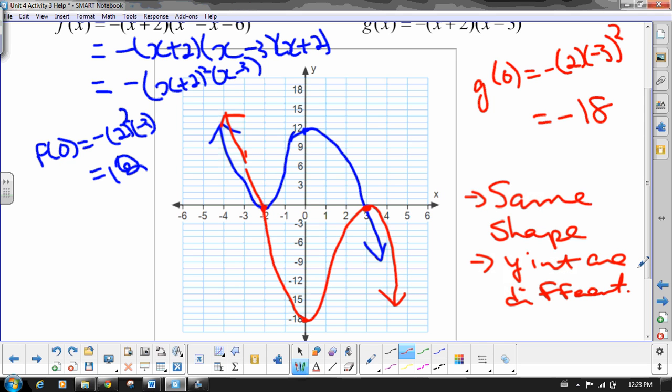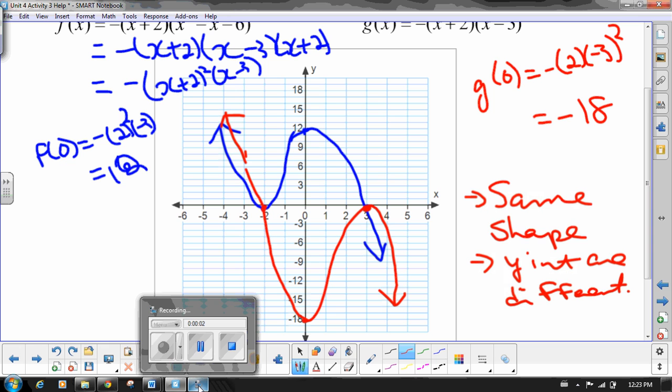So this is a sketch in terms of using the zeros, the y-intercept, the fact that we have a negative, meaning the end behaviors are going to be: as x goes to negative infinity, y is positive infinity, and then as x goes to positive infinity, y goes to negative infinity for both of these curves. So hopefully this helps with those questions.